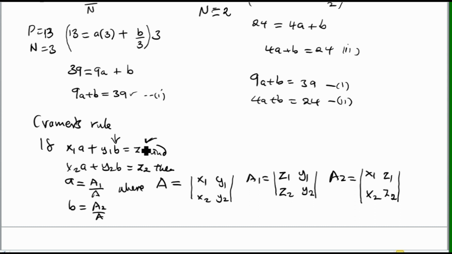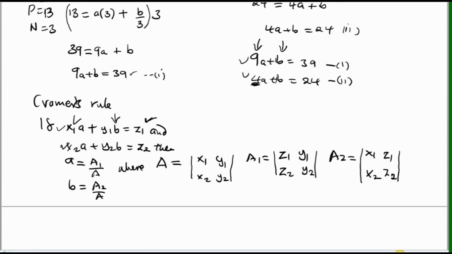Now comparing the values from my Cramer's rule and the values of the pair of simultaneous equations, they are more or less the same, because the coefficients of A from my equation 1 and 2, we can say that x1 corresponds to 9 and x2 corresponds to 4, y1 corresponds to 1 and y2 also corresponds to 1, coefficients of B.